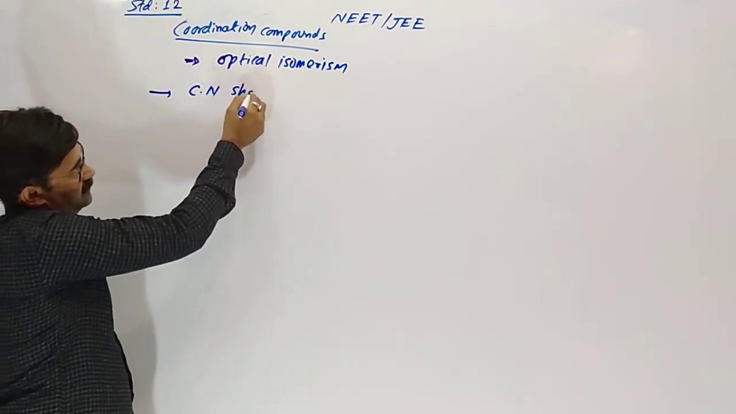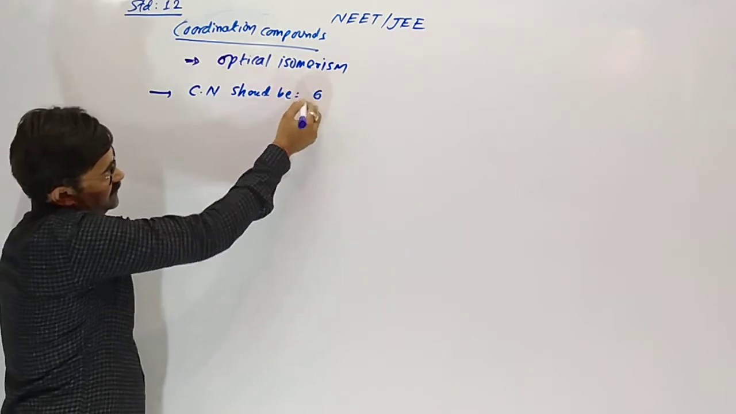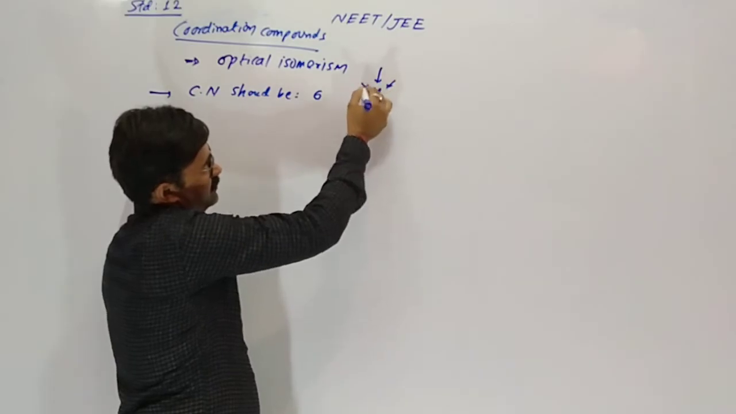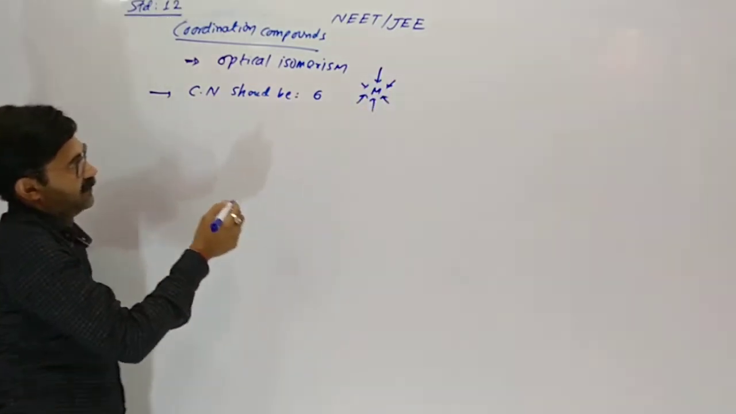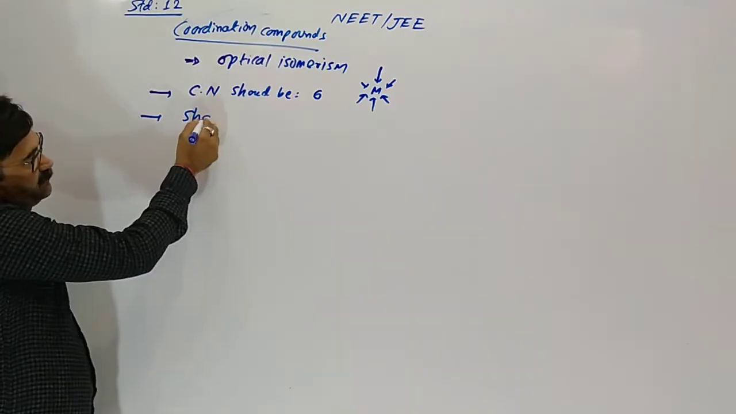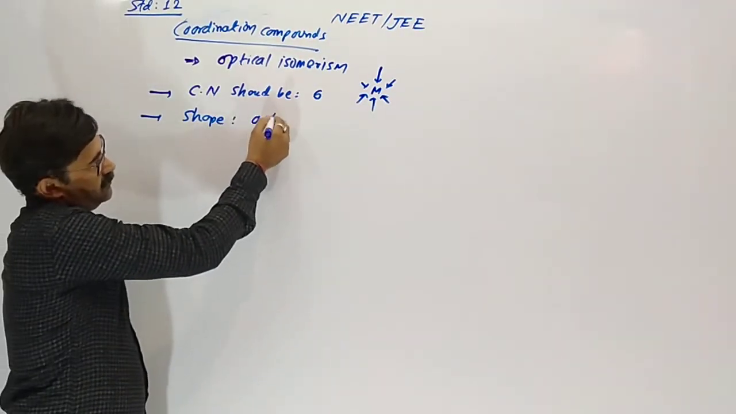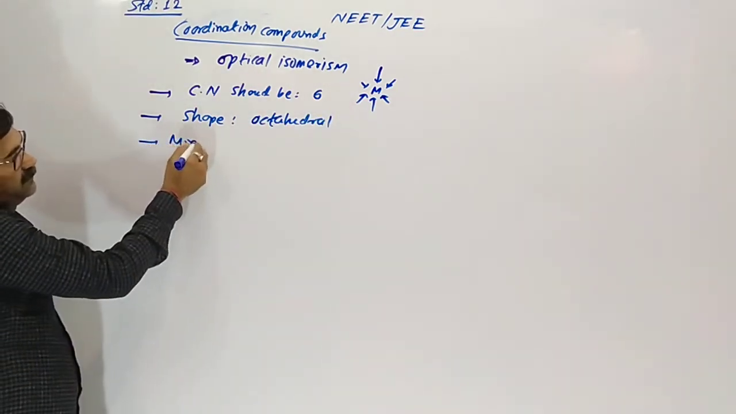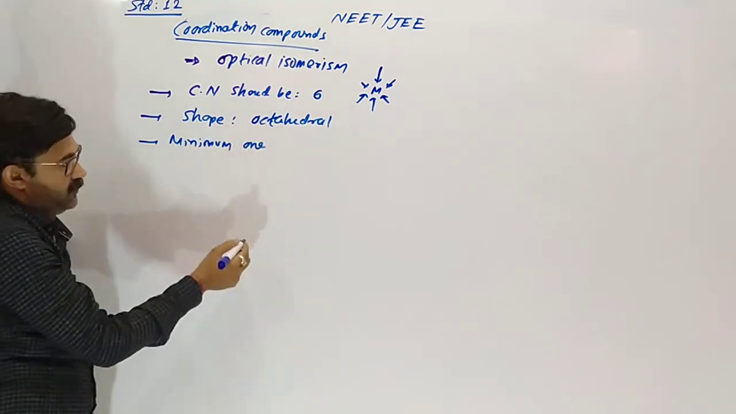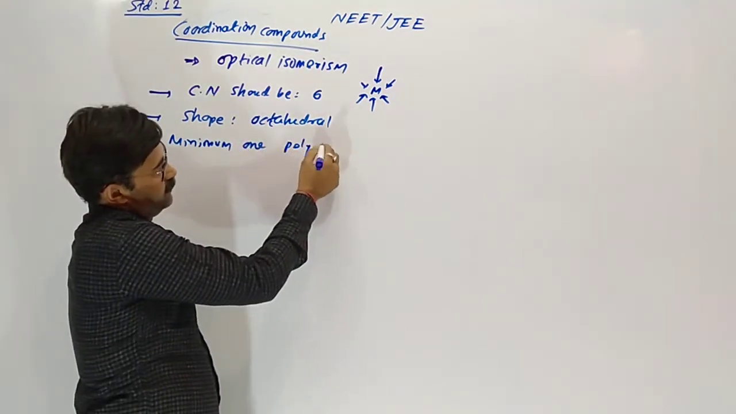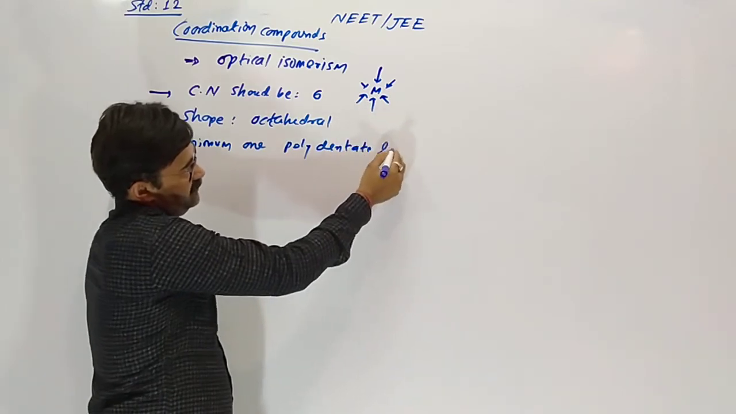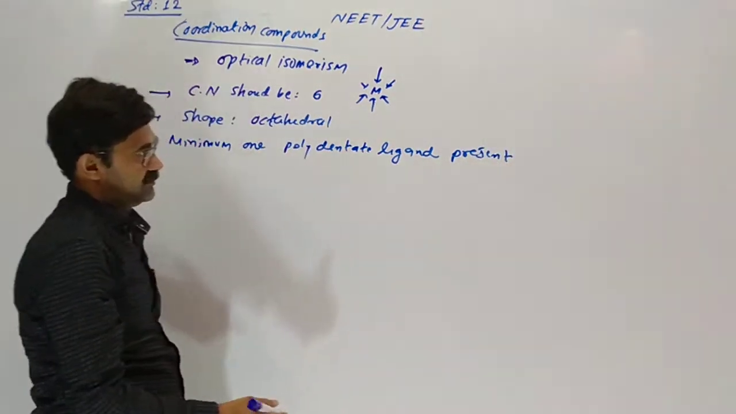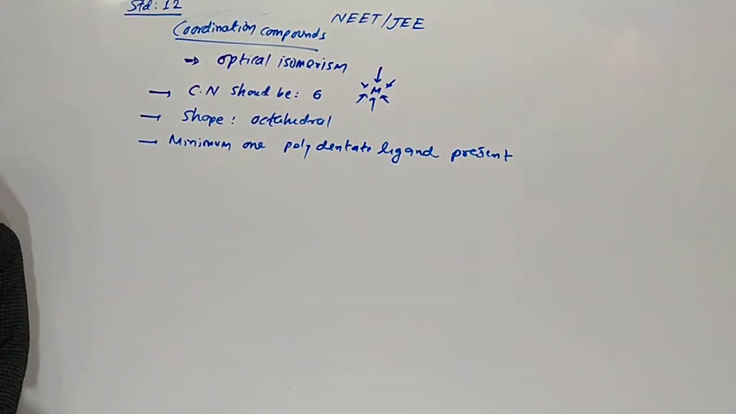Coordination number should be 6, meaning 6 coordinate covalent bonds with the metal. Shape: octahedral. Minimum 1 polydentate ligand present. So it gives optical isomerism.